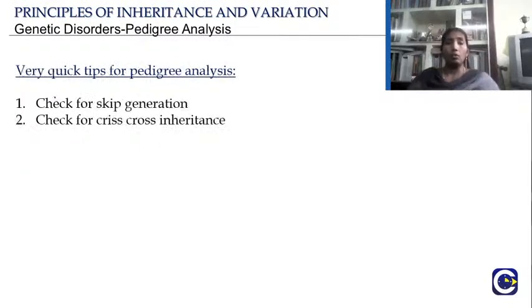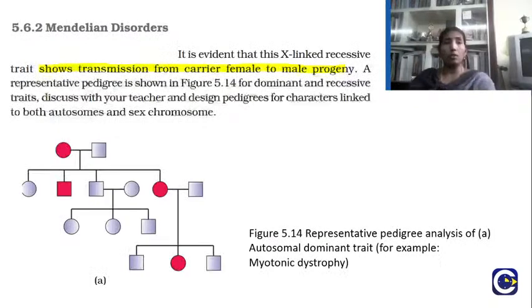So very quickly, first look whether it's skipping of generation. By looking into skipping of generation, you will know whether it is dominant or recessive. Second, by looking for the crisscross pattern, you can find out whether it is X-linked or autosomal. With that, you can narrow down your steps also. Now here you look into it. It is evident that this is an X-linked recessive trait, where the transmission is from a carrier female to a male progeny.